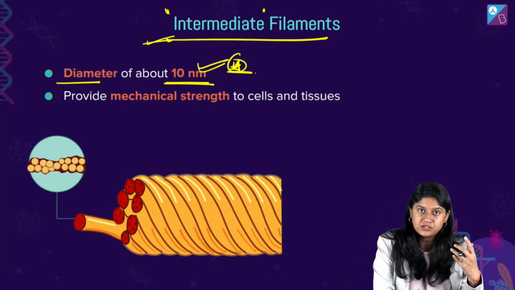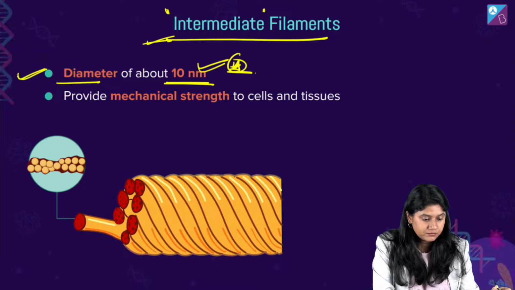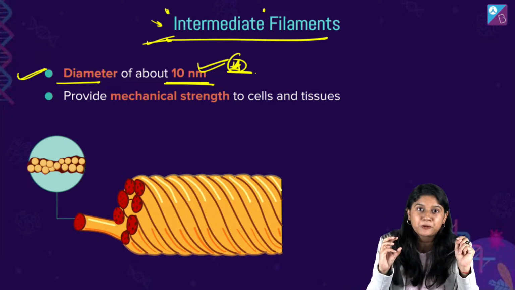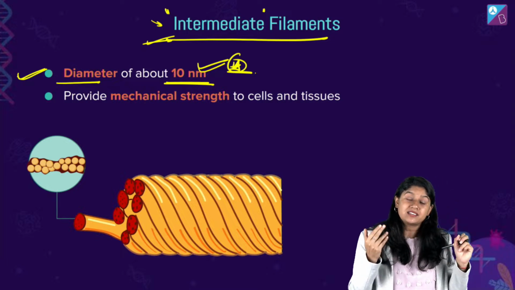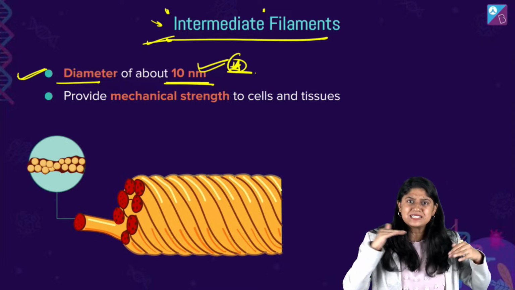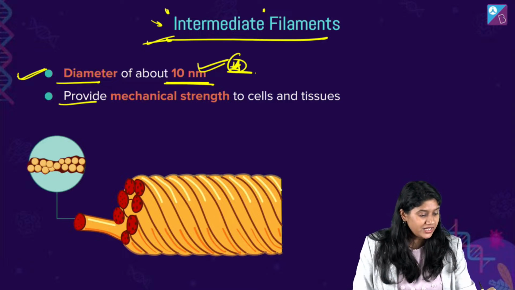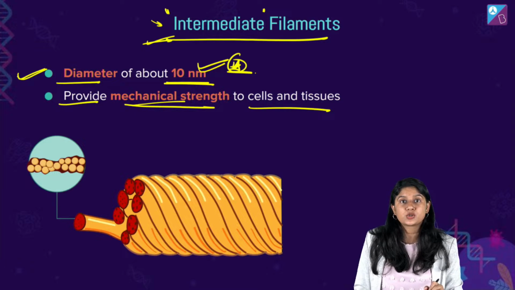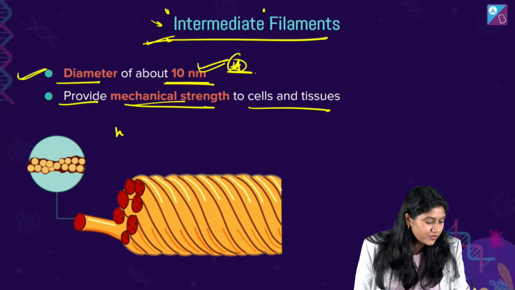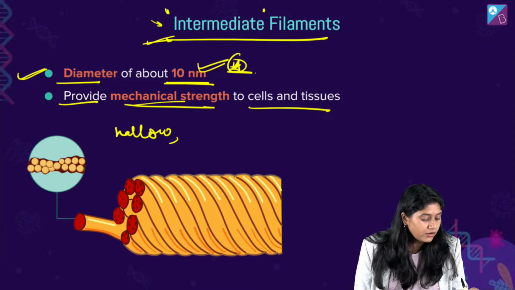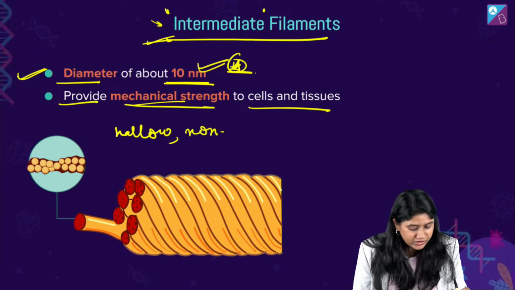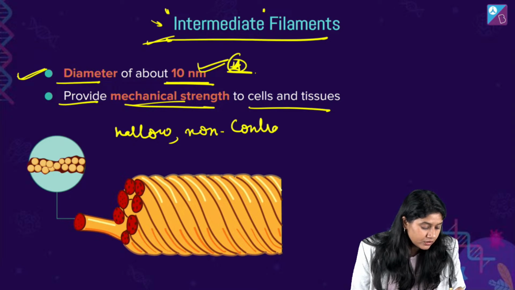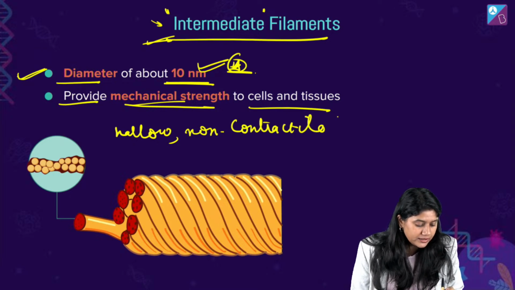Now, the diameter of this intermediate filament is in between the microfilament and the microtubules. That is the reason they're basically in between. They play a very important role and provide mechanical strength to the cells and to the tissue. They are hollow, that's a very important thing you can note down. They are hollow and of course they are made up of, like we can say that they are the non-contractile protein.